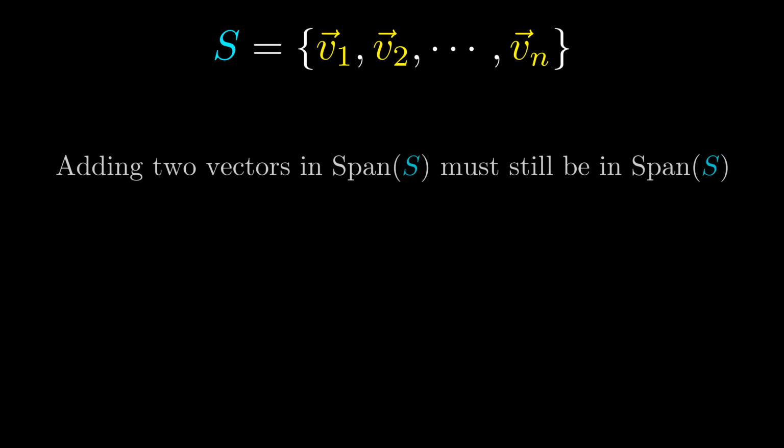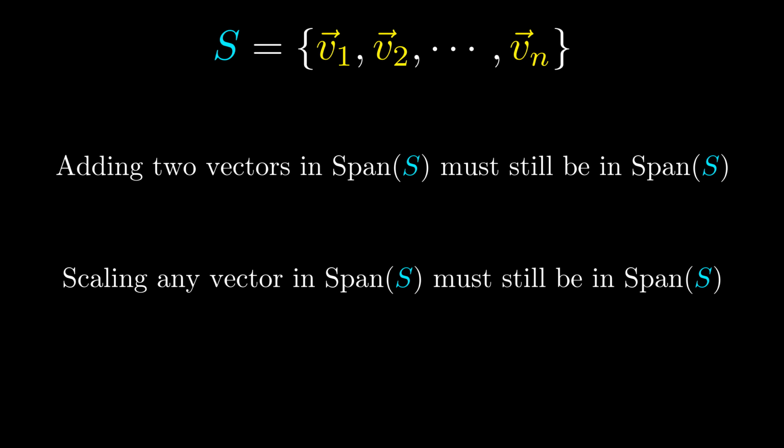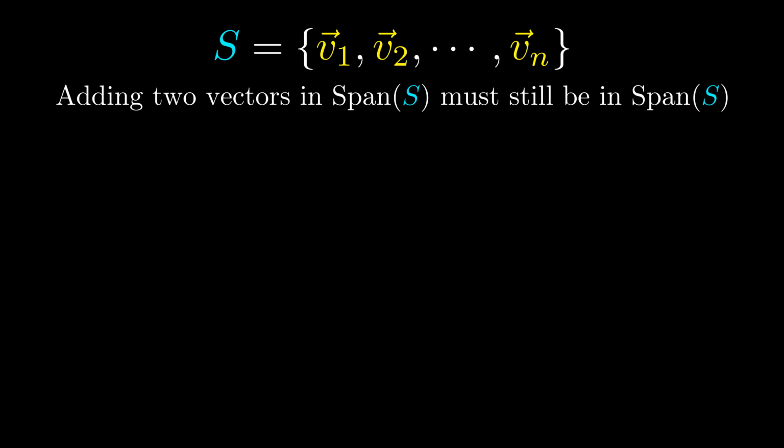To answer this, we need to remember the condition for a set to be a space from the previous video. Let's say we have a set S of vectors. To see if the span of S is a space, we need to see if adding 2 vectors in the span is still in the span, and if scaling any vector in the span is still in the span. Let's check the adding condition first.